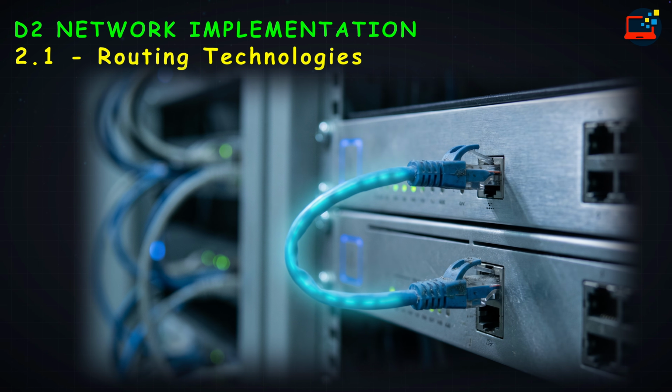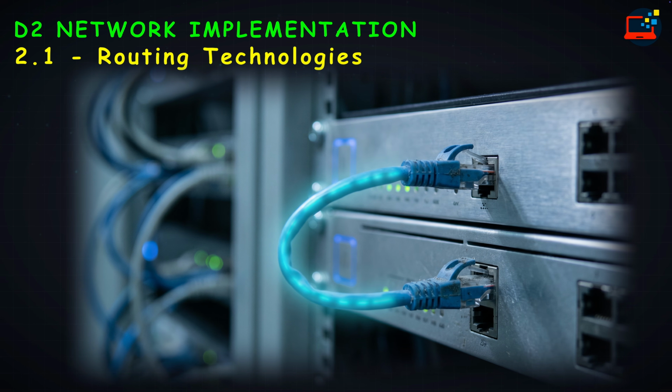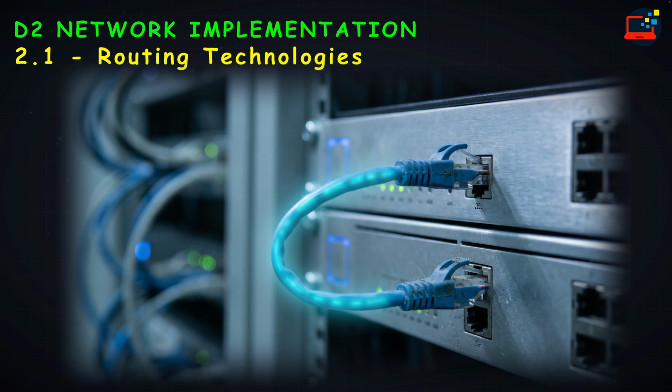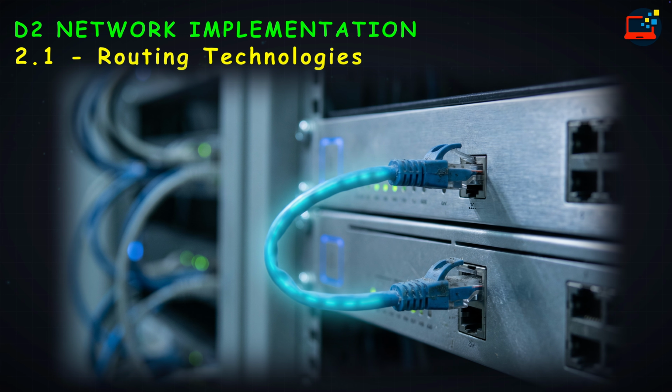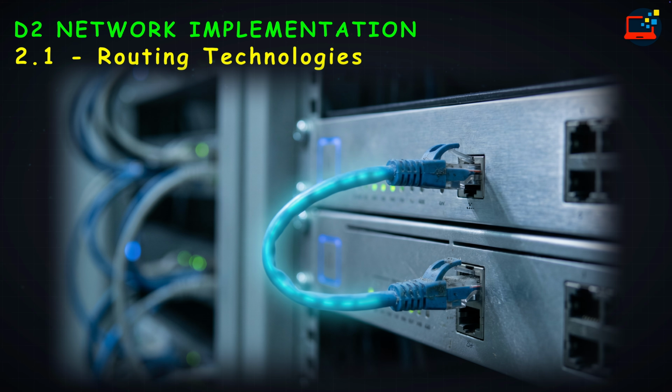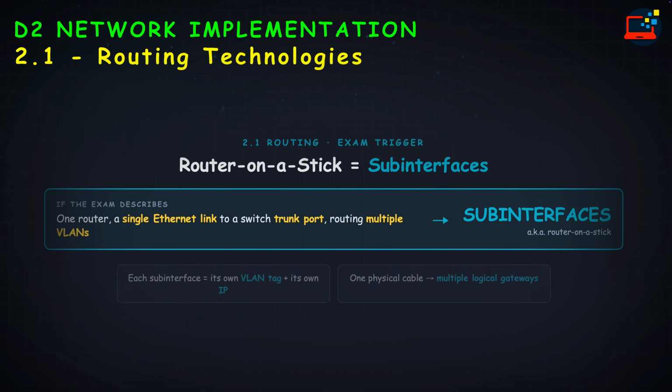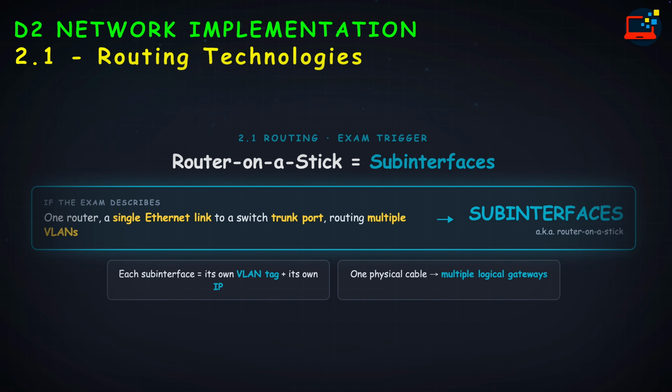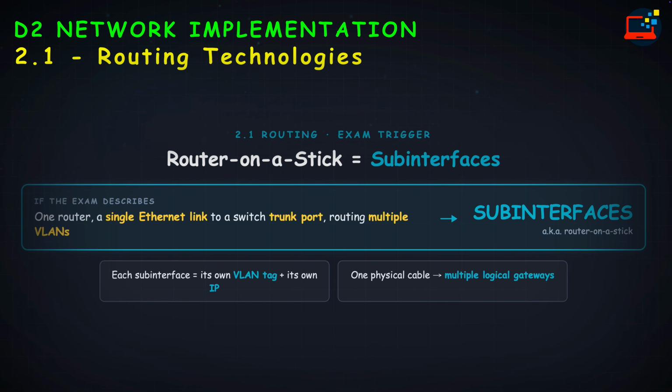Sub-interfaces are how a router runs multiple VLAN gateways on a single physical interface. Each sub-interface gets its own VLAN tag and its own IP address. This is also called router on a stick. One physical cable, multiple logical gateways. If the exam describes a router with a single Ethernet link to a switch trunk port and asks how multiple VLANs route through it, the answer is sub-interfaces.